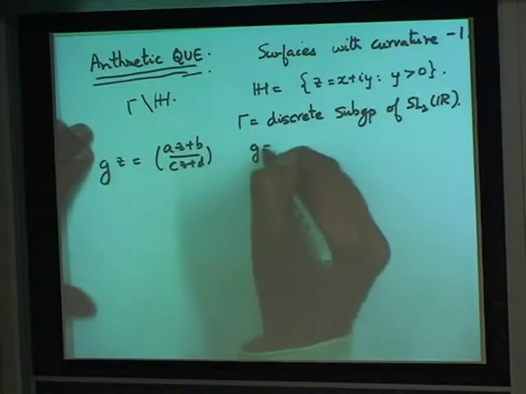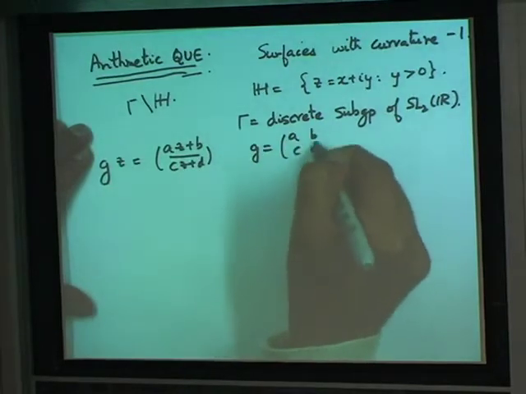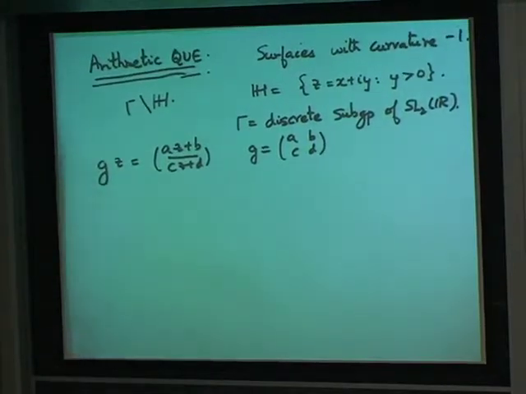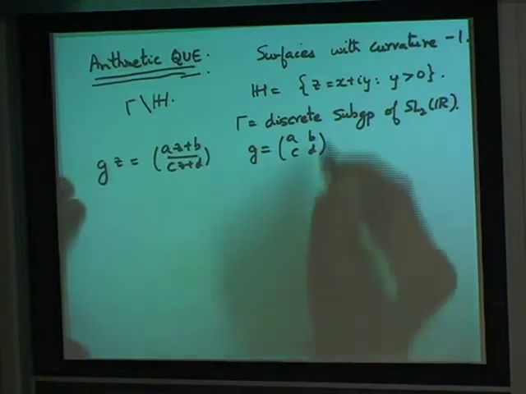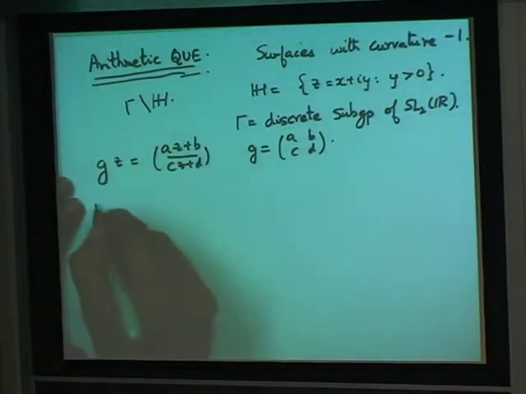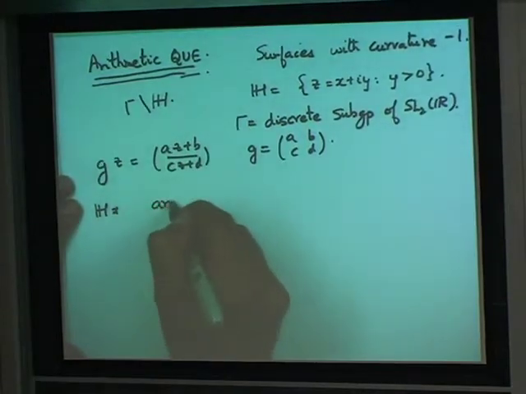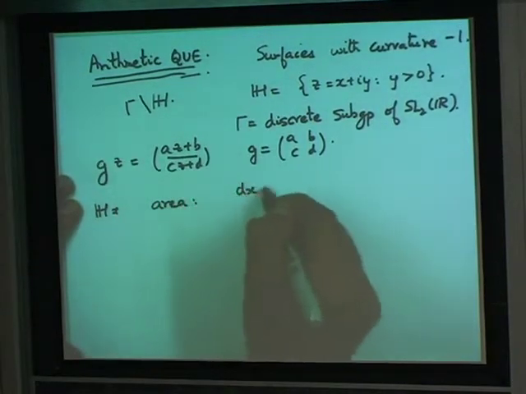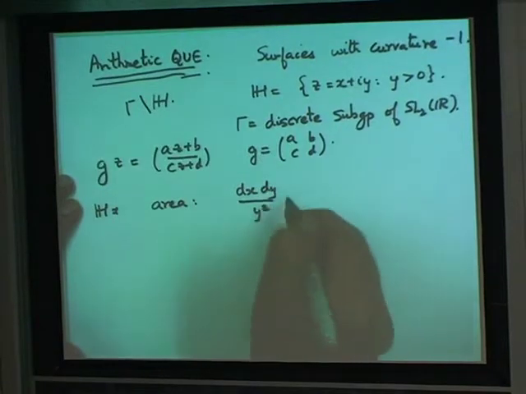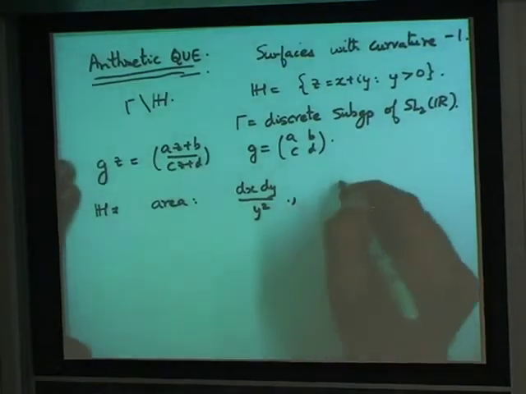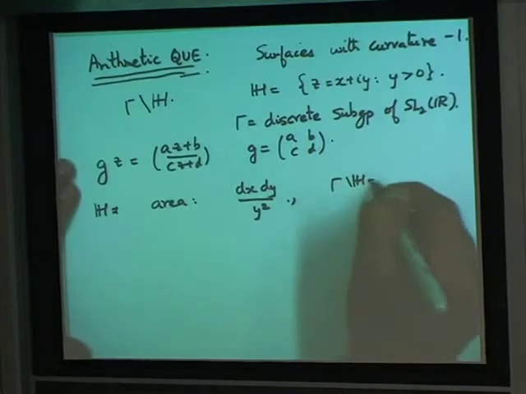If g is a matrix a, b, c, d, and you're looking at these quotients by a discrete subgroup, we want these quotients to have finite volume. So recall also that on the upper half plane, we have the area element, which is given by dx dy over y squared. So this is what's invariant under the action of SL2R. And we want H mod gamma to have finite area.